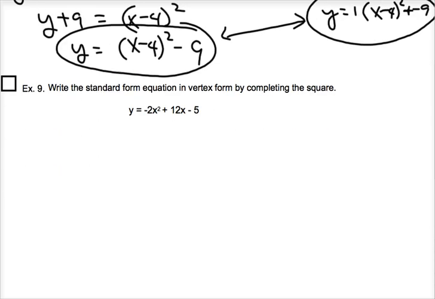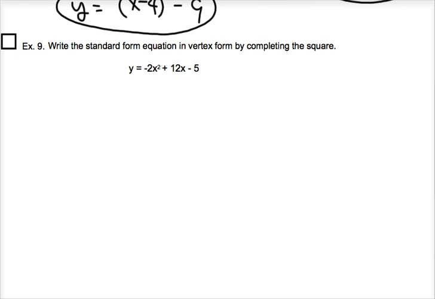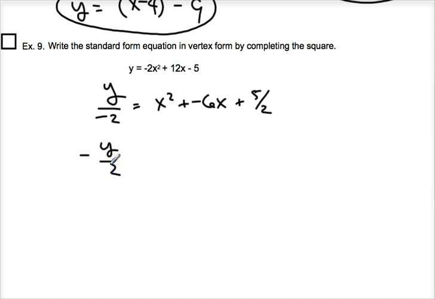Let's do another one. This one has something in front of the x squared. That's not good. So we have to divide everything. We're going to divide everything by negative 2. So it'd be y over negative 2 equals x squared plus negative 6x, or minus 6x, plus 5 halves. Negative 5 divided by negative 2 is positive 5 halves. Okay, so this is negative y over 2. I'm going to bring over the 5 halves because I need to isolate the x squared term and the x term. So that's x squared minus 6x.